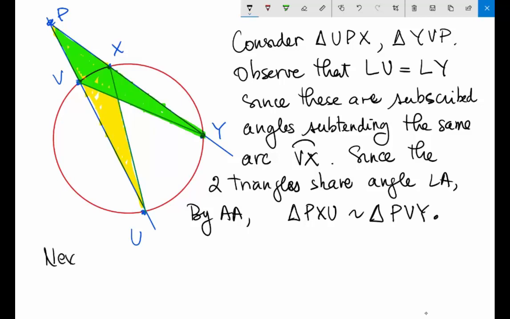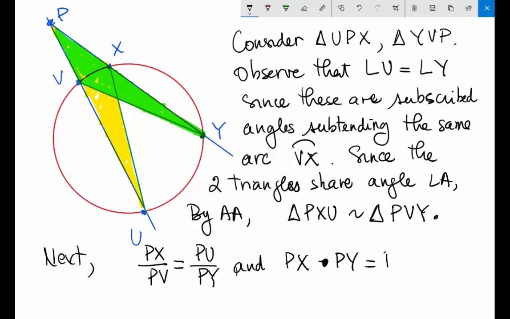Next, from the result that we've seen earlier, we can then say that PX over PV is going to be equal to PU over PY. And taking a cross product, we get PX times PY is equal to PU times PV. So indeed, the quantity PX times PY is independent of the choice of the line passing through P.